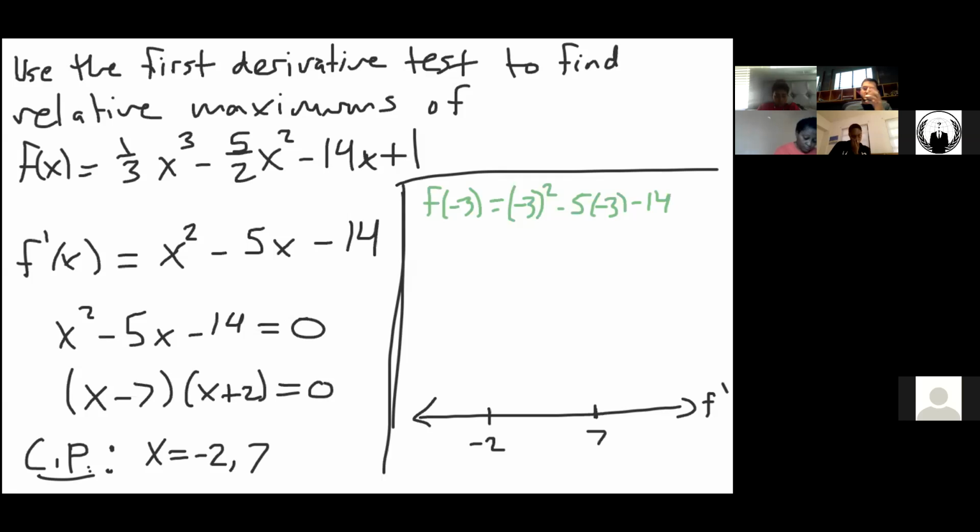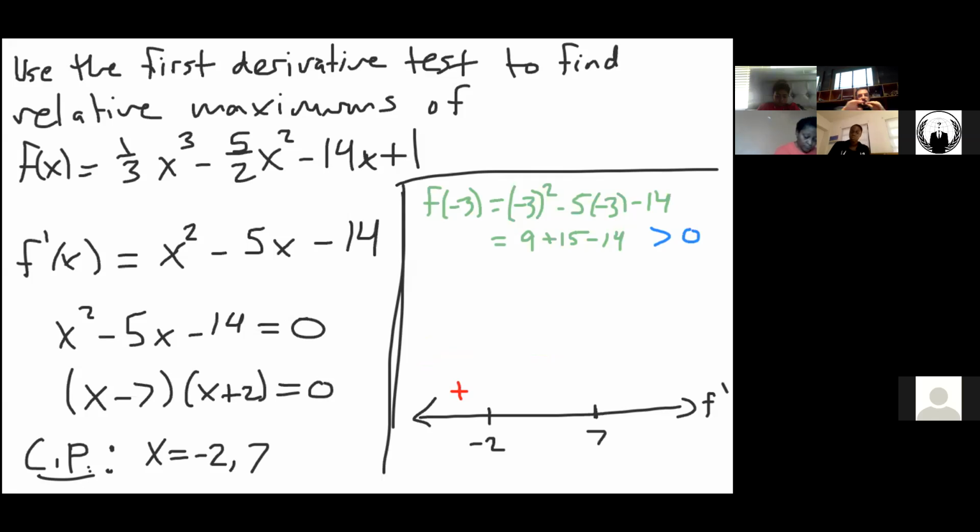Yeah, positive. And if you just need the confirmation really quickly, this would be a 9 plus a 15 minus a 14. And I can already see that this is going to be something greater than 0. Actually, it'll be 10. I don't care necessarily about the value. That just means that everything to the left of -2, my derivative is positive, which means that my function is increasing. Let me not draw that yet.